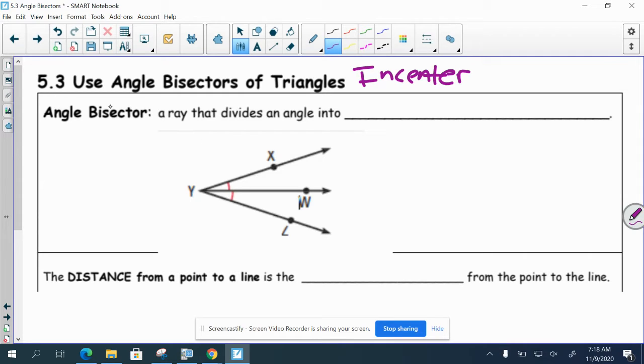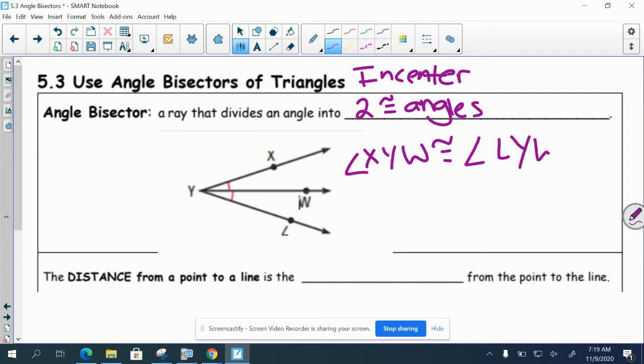So first of all, an angle bisector is a ray that divides an angle into two congruent angles. So here we can see that angle XYW and angle LYW are marked congruent. Therefore, YW is an angle bisector. So here angle XYW is congruent to angle LYW. Okay, so no news there. I think that you probably already knew what an angle bisector was. Now we just have a formal definition.